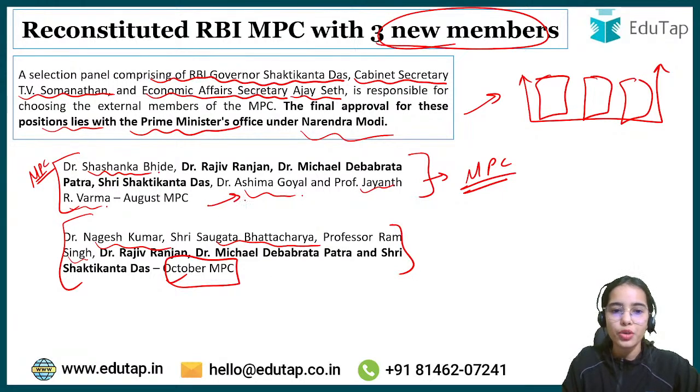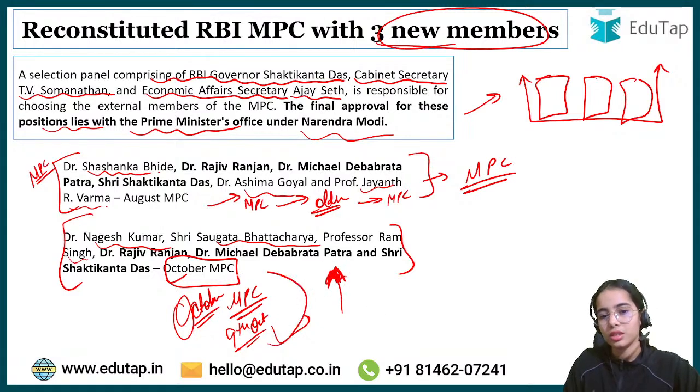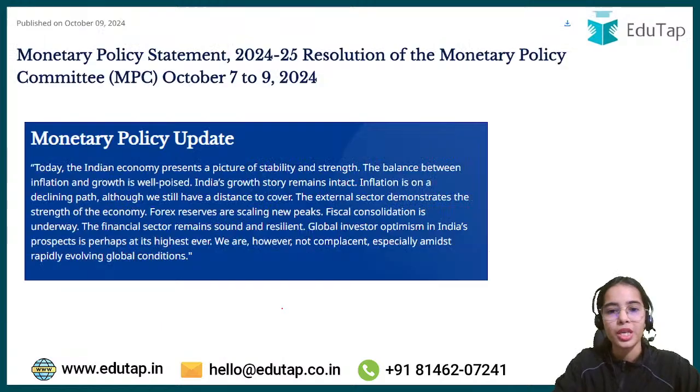So in the previous Monetary Policy Committee meeting, there were the older members of the MPC. Now in the new Monetary Policy Committee meeting that happened in October, which just finished on 9th October, the new members sat for the meeting. Okay, so this is the idea.